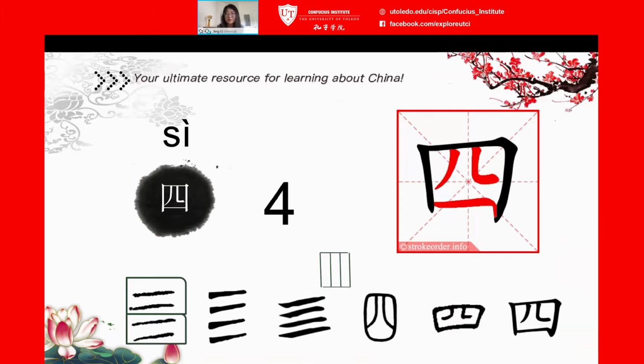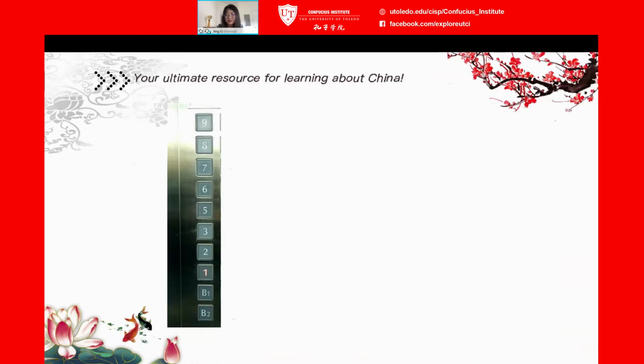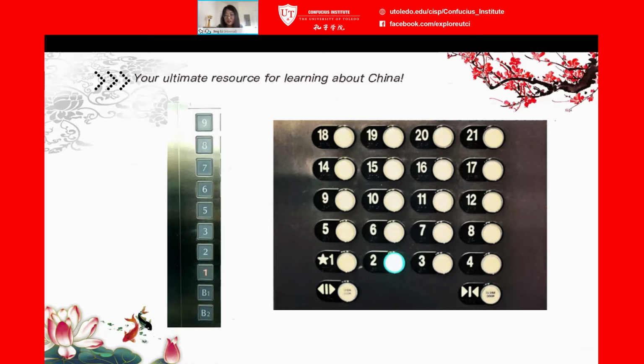In Chinese culture, si sounds like the Chinese character si, which means death. So this number is a taboo for Chinese people when they pick a phone number or plate number. Another example: in China, you won't say fourth floor in some elevators, just like in America you won't say 13th floor in some elevators, not every elevator, just some. It's a bad number for Chinese.